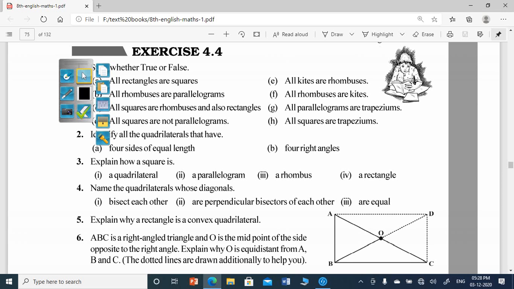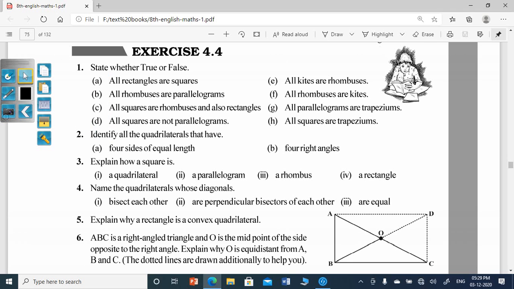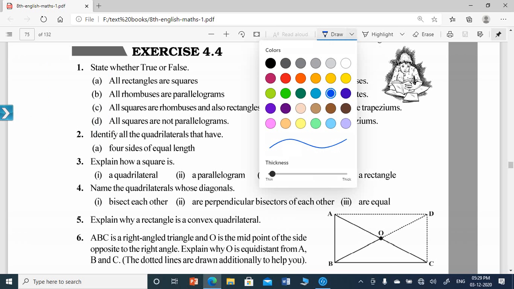Dear students, now let us solve exercise 4.4. State whether true or false. Few statements are given. You have to state whether the following statements are true or false. Now, the first statement is all rectangles are squares. All rectangles are squares. Is it true or false?